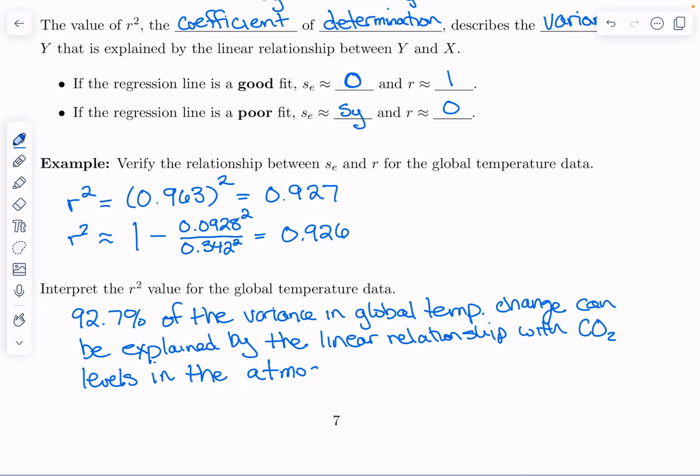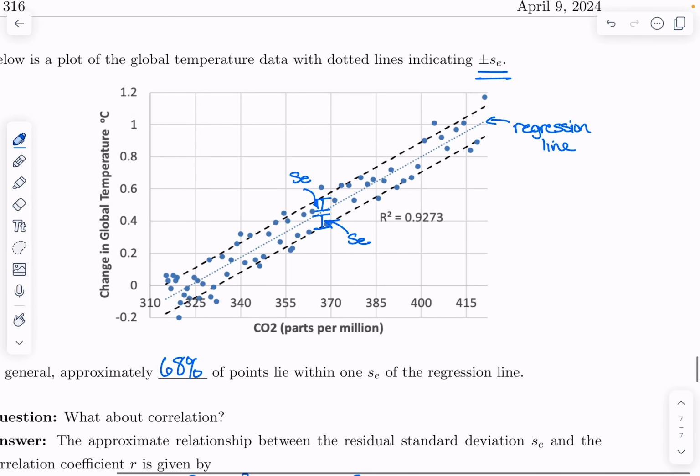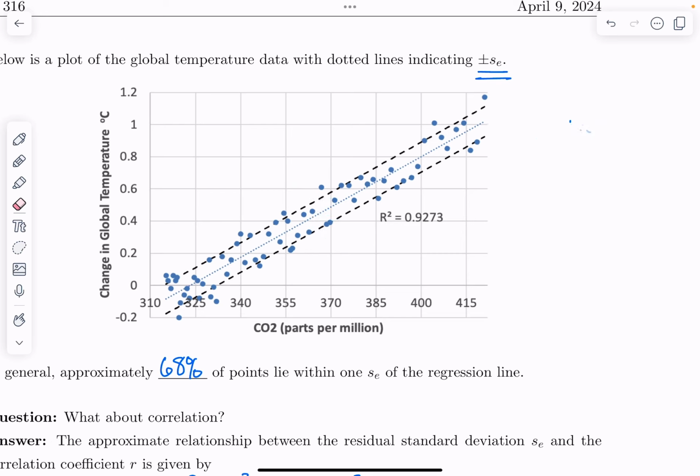So when we say that r squared is 0.927, we're saying that 92% of the variation that you see in this graph. Okay, what do I mean by the variation that I see in this graph? Well, we have global temperatures that are all the way down towards zero, because the change in global temperature since 1960 is around zero down here. Okay, all the way up to about a degree up here.